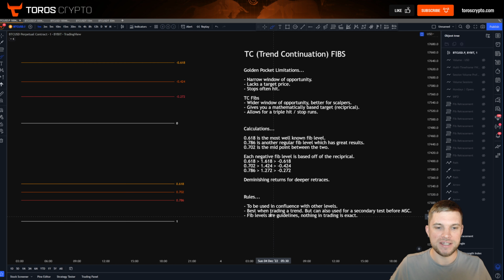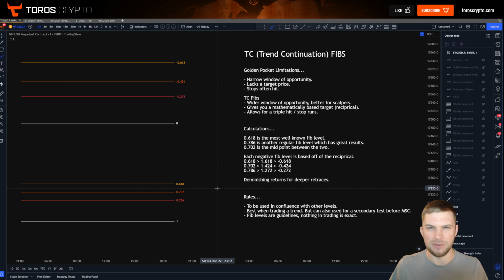So the rules for this: it's really good to be used in confluence with other levels. It is the same as any Fib strategy. You don't really want to use it on your own. You can. I'm going to give some examples of how this has worked recently. But ultimately, Fibonacci levels are for confluence.